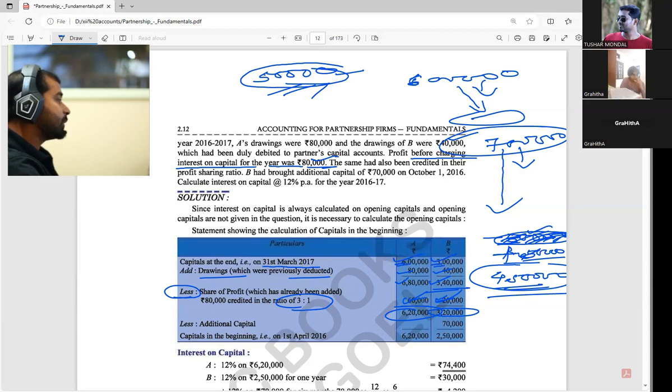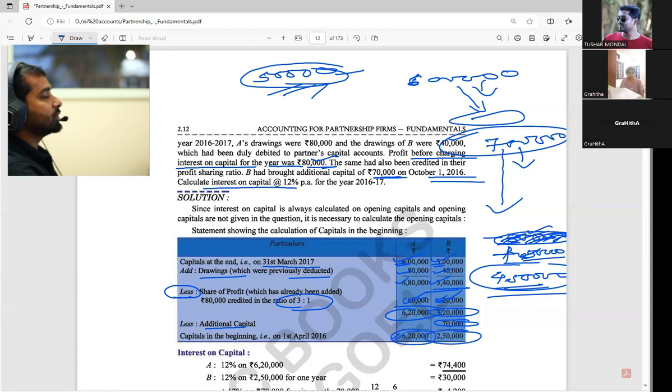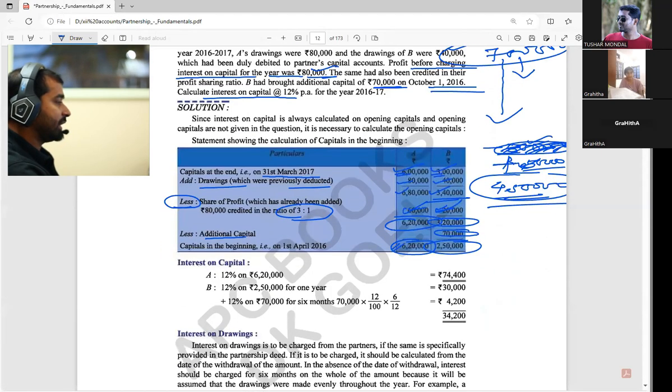B had brought additional capital of 70,000 in October 2016. I have to subtract that also. So additional capital for B only, 70,000, I have subtracted. So now opening capital, how much do we have? 6 lakh 20 and 2 lakh 50, 2 lakh 50. I hope it is clear. Yes, sir. Opening capital we have.